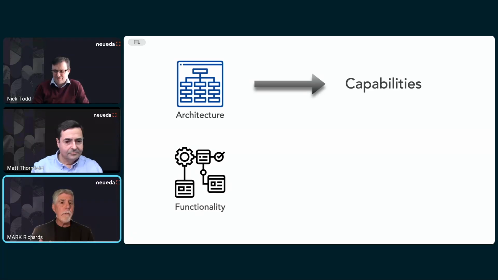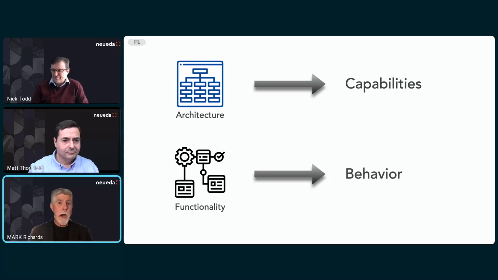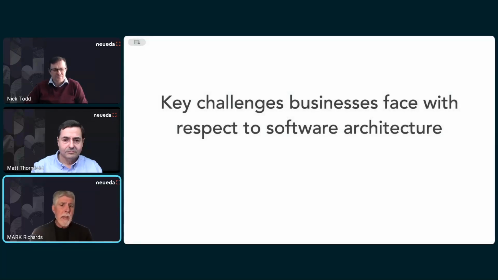Because when we start to talk about functionality of a system, that produces that system's behavior. And the point is, these are two very different things. One of the things a lot of technologists, well, maybe fail to realize or minimize is the capabilities of a system as opposed to that behavior of a system. So I want to talk about also some key challenges that businesses face with respect to software architecture.